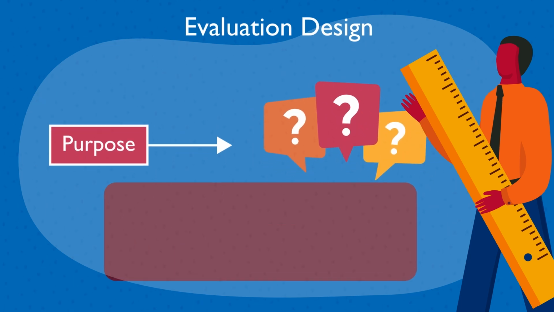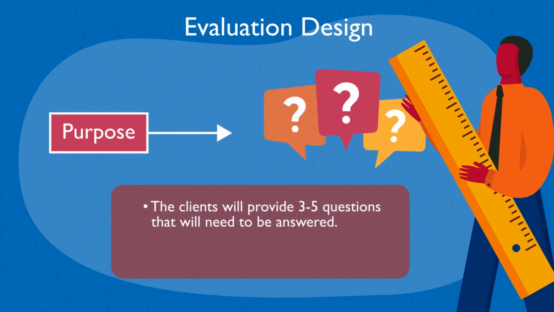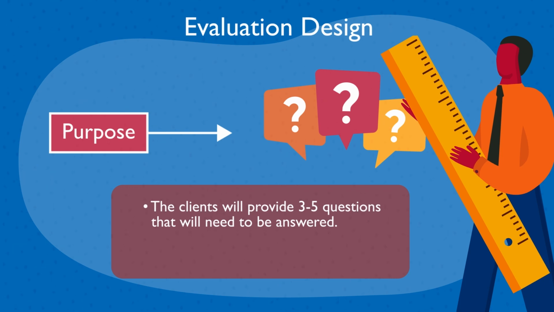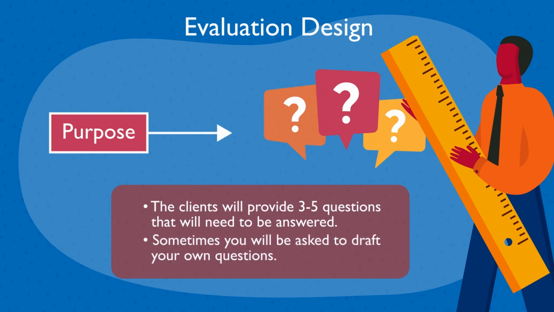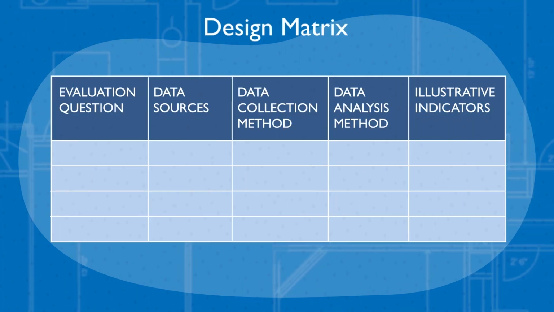The client typically provides 3 to 5 questions that the research team will answer. Sometimes, the client will ask you to draft your own questions or to modify the questions they propose to better achieve the purpose. To develop your approach to answering these questions, you will need a blueprint for your design. This tool is called a design matrix.